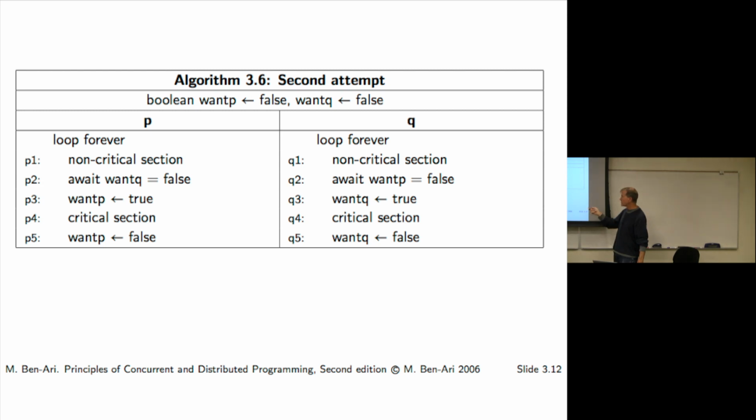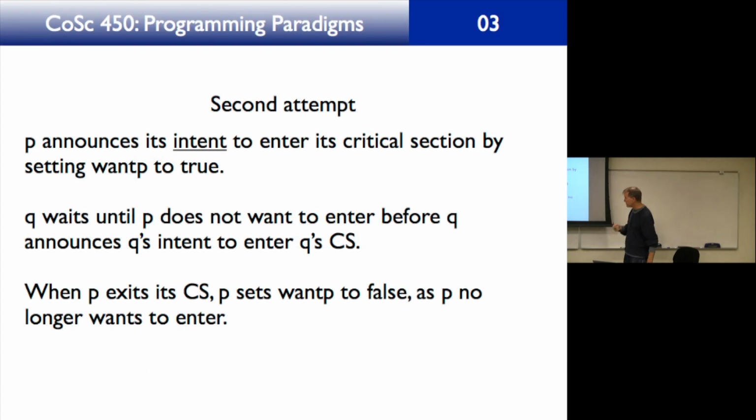So he awaits want Q equals false, and then he sets want P to true and then gets in his critical section. And now that he's in his critical section, he sets want P to false. So here's the idea. Let's go back and take a look at the idea. P announces its intent to enter its critical section by setting want P to true.